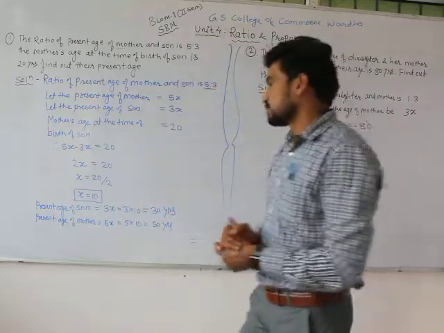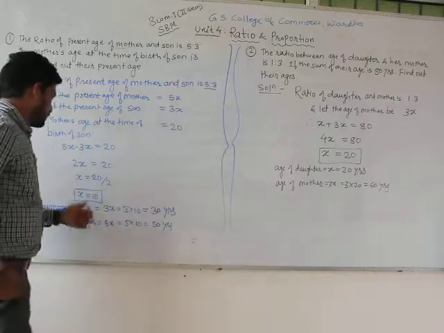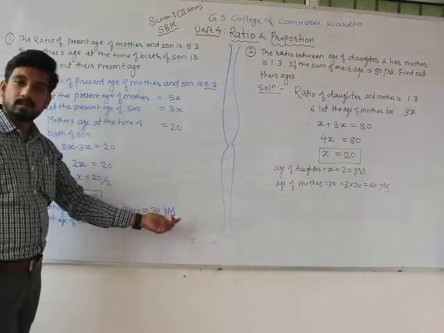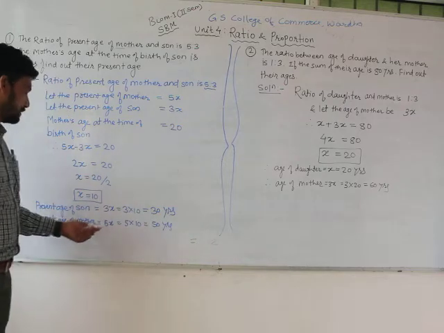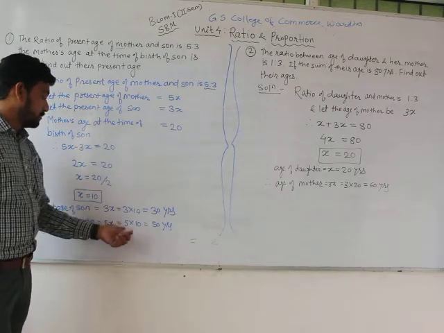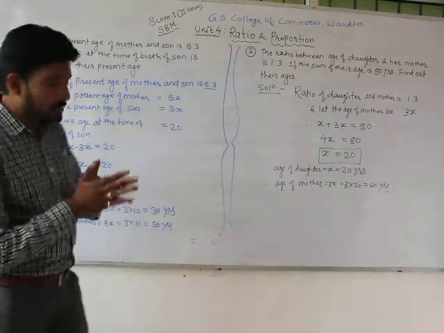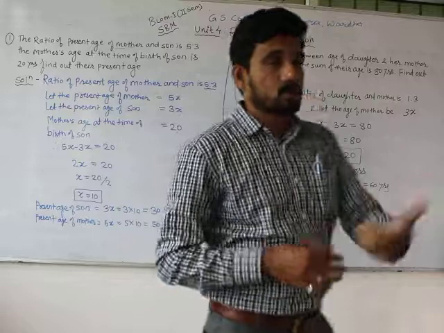And we will have the ages. Present age of son, that was 3x. So 3 multiplied by 10 equals 30 years. Present age of mother, 5x. 5 multiplied by 10 equals 50 years. So the present age of son is 30 years and present age of mother is 50 years.